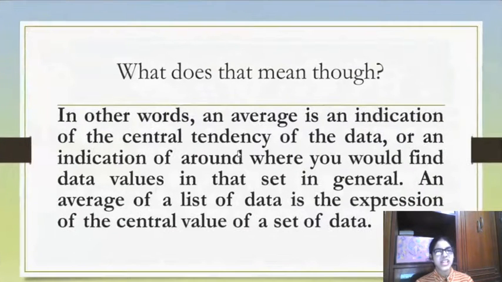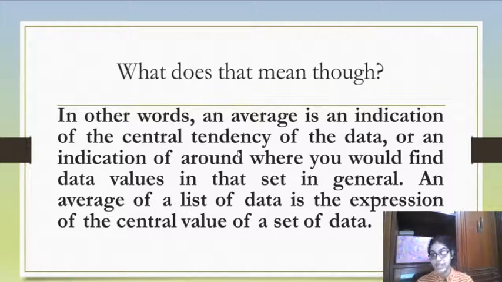So an average is an indication of the central tendency of the data, right? So that's what we found out. It's an indication of around where you would find data values in that set in general. So the average of a list is the expression of the central value of a set of data. It's essentially the center of the concentric circles where the data radiates out, right? It's a measure of the central tendency of the data.